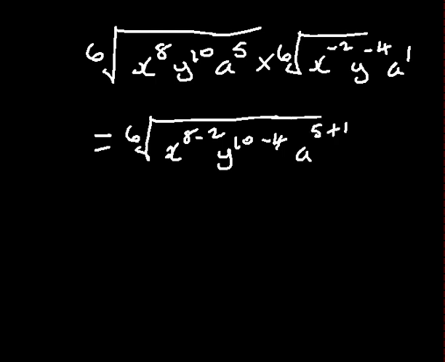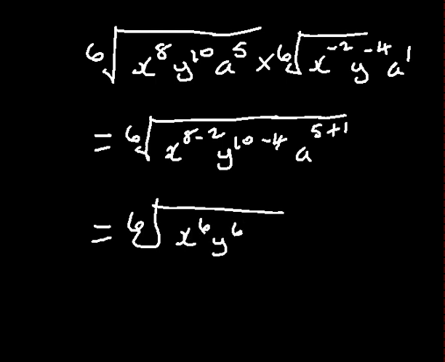Mind you, we're using the laws of indices here, such that the bases are the same, we just have to add the powers. So we have the 6th root of x to the power 6, y to the power 6, and a to the power 6. If that is the case, then it means we'll have x, y, a. So this is how we should understand the rationalization.